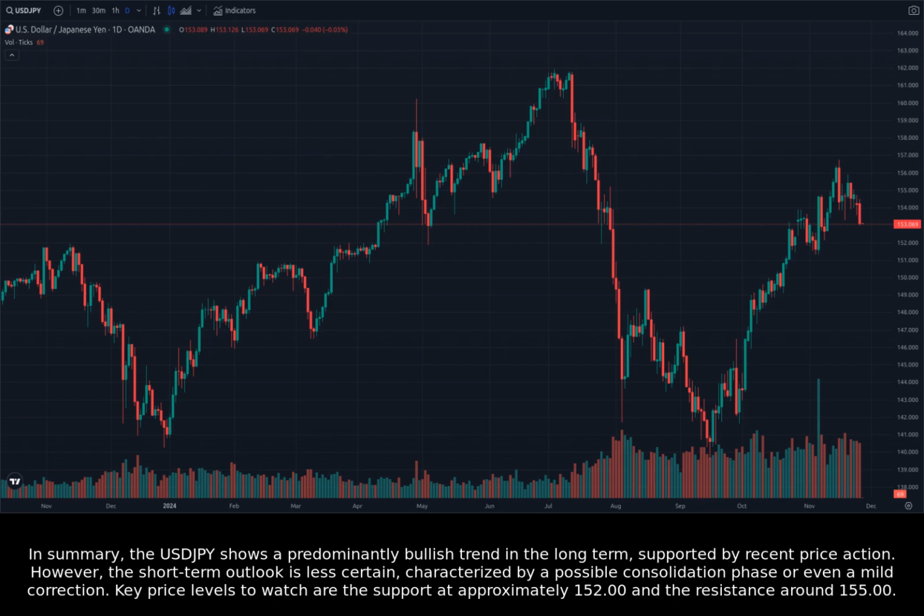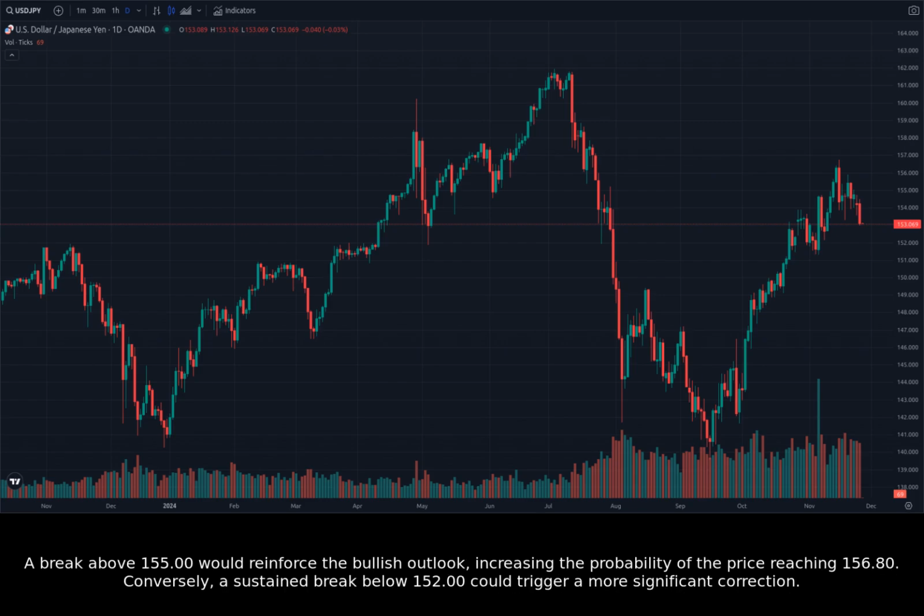Key price levels to watch are the support at approximately 152.00 and the resistance around 155.00. A break above 155.00 would reinforce the bullish outlook, increasing the probability of the price reaching 156.80. Conversely, a sustained break below 152.00 could trigger a more significant correction.